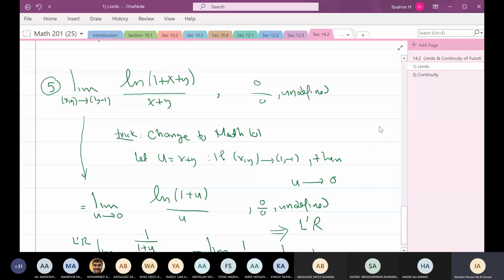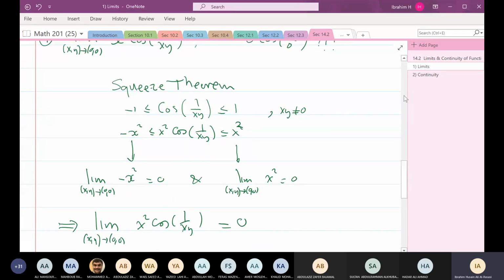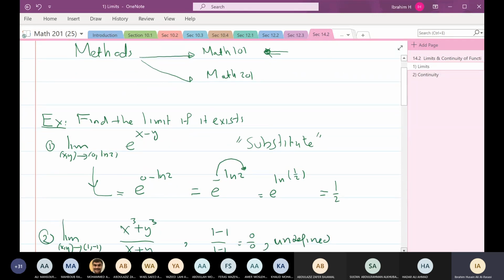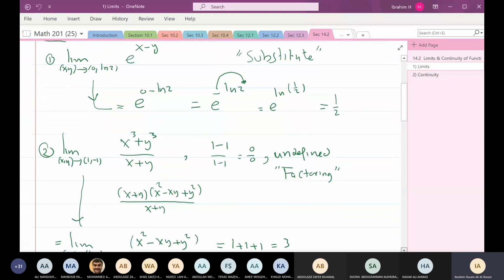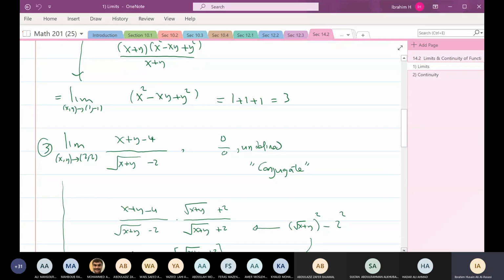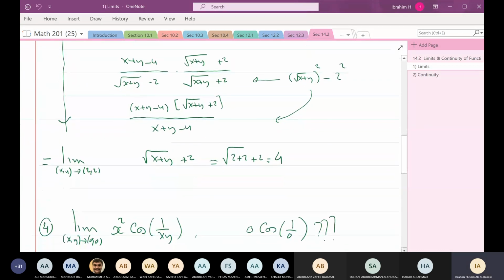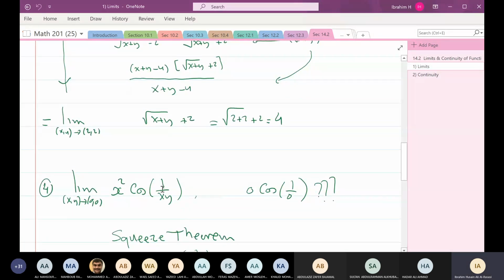So to summarize, the methods of Math 101: when you compute limits, always start with the methods of Math 101. The methods are the following. Using the methods of chapter 2, you substitute. If you get a real number, that's it, this is the value of the limit. If you get 0 over 0, then think of factorization or multiplying by the conjugate when you have roots. For limits that contain cosine and sine, and you have weird functions, keep the squeeze theorem in your mind. Maybe the squeeze theorem will work.